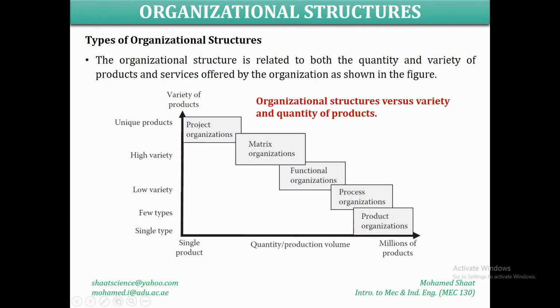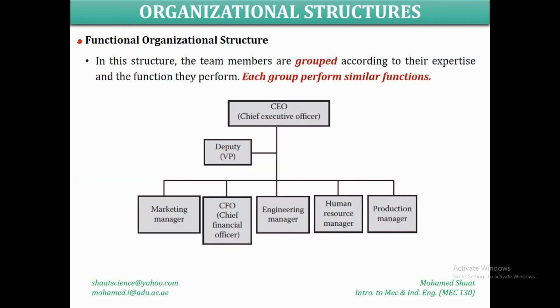If you can refer to this figure, functional means that the variety of the product is not that huge. It means that we can work over a specific amount of products that are used for specific functions, and we can provide a good quantity of these products. So in the functional organization structure, the team members are grouped according to their expertise and the function they perform.